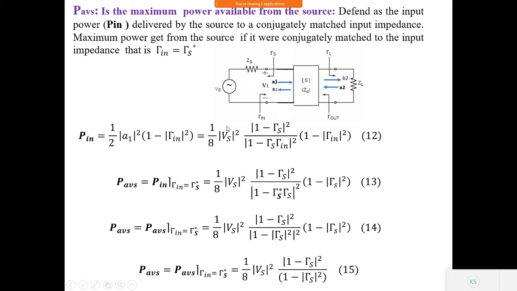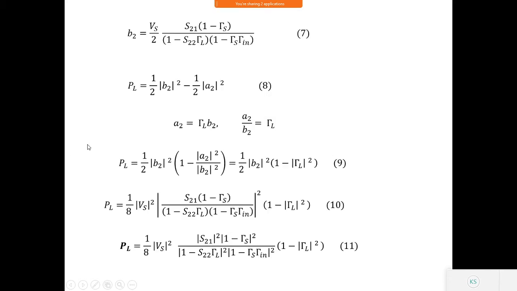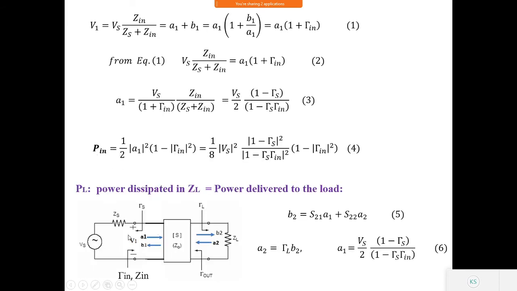Say this is P_in, what we defined in the previous part. This is P_in in general, without matching. Assuming Γ_in is not matched with Γ_s, that is, Γ_s is not the complex conjugate of Γ_in, what is the power delivered? That is P_in, the actual power delivered to the network. But if Γ_in is conjugately matched with Γ_s, then maximum power will be delivered to this network. So what is that maximum power that can be delivered to the network?